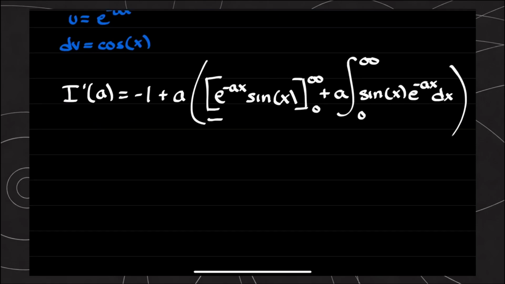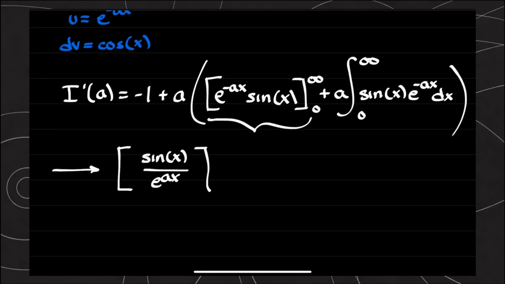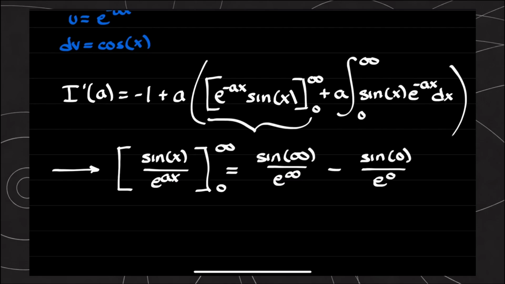Now I'm once again going to evaluate this uv term across our bounds. It looks very similar to our previous term, and in fact I'm going to use the same idea of e to the -ax being a negative exponent, so I can bring that to our denominator. We're going to be left with sine of x over e to the ax, evaluated across our bounds. And again, I'm going to do the same sort of not rigorous but conceptual plug-in of infinity. We're going to get sine of infinity over infinity minus sine of 0 over e to the 0.